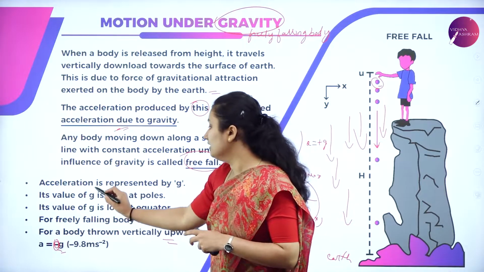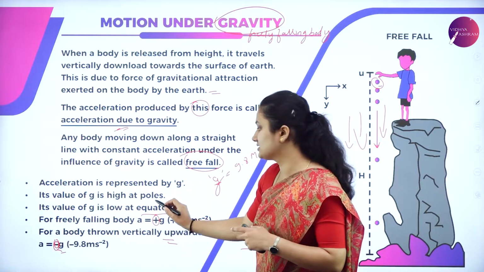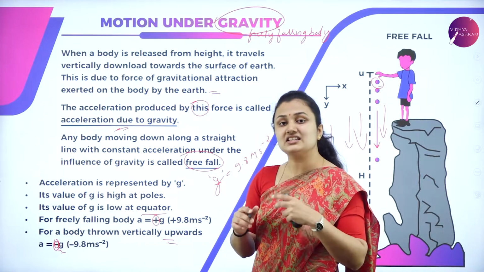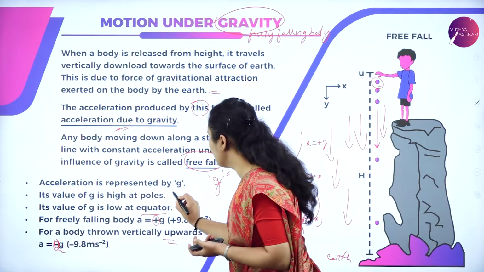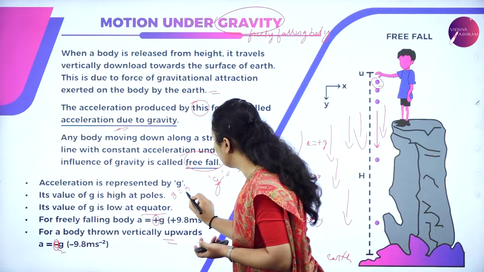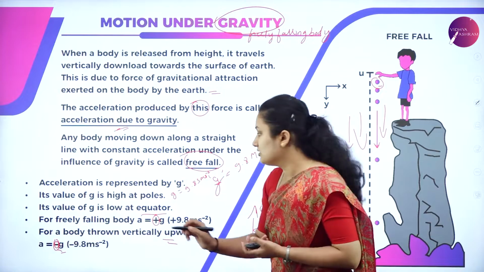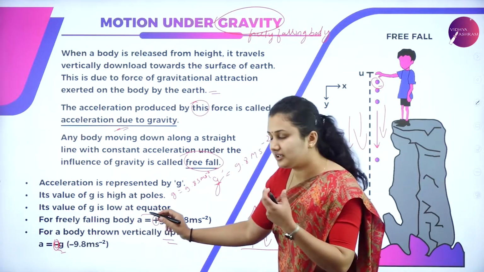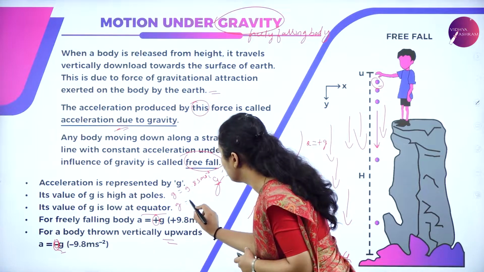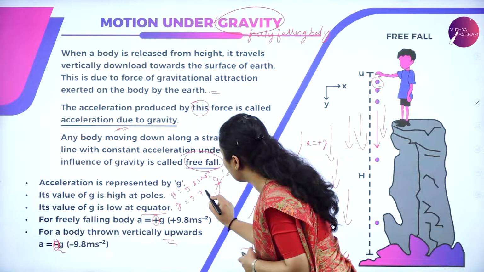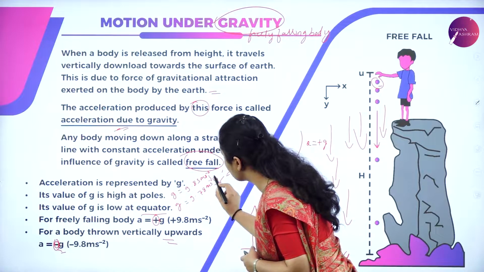And you can see here the value is high at the poles. The value of g is high at poles. That means you have the value of g equal to 9.83 meters per second square. The value of g is low at equator, so the value of g is 9.78 meters per second square.